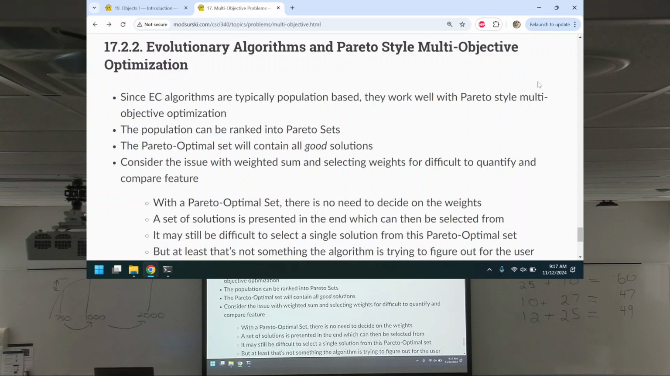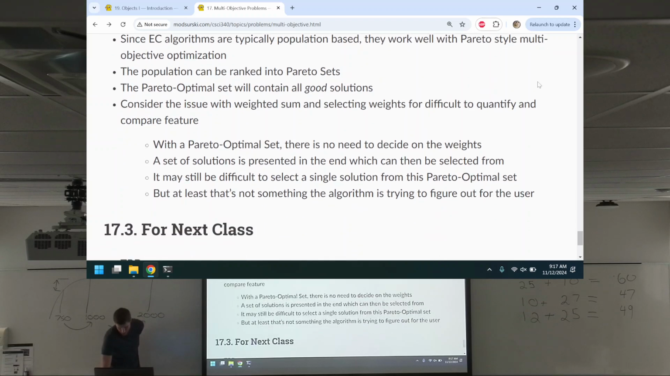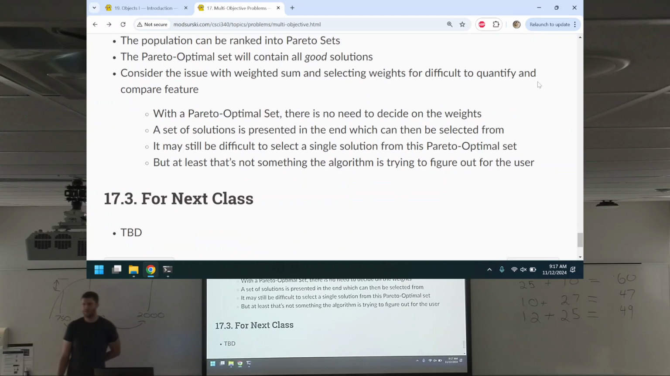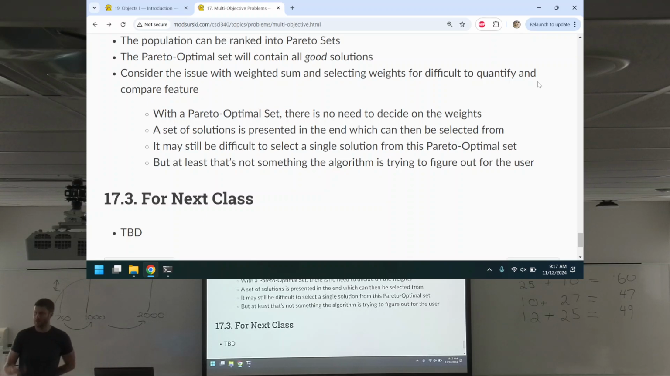And consider the issue with weighted sum and selecting weights for difficult-to-quantify and compare features. Long story short, this is arguably a better way to deal with multi-objective problems, especially when you're working with evolutionary computation.